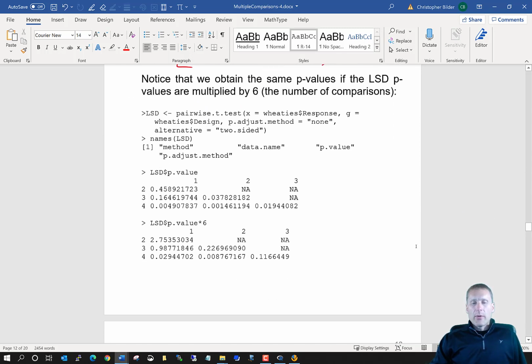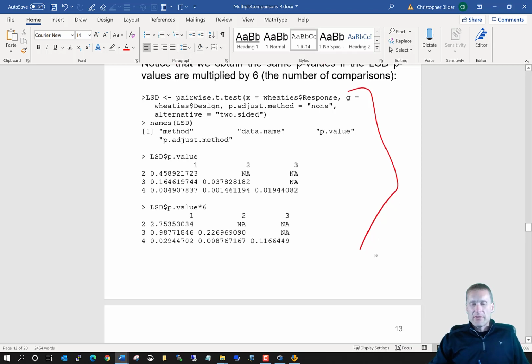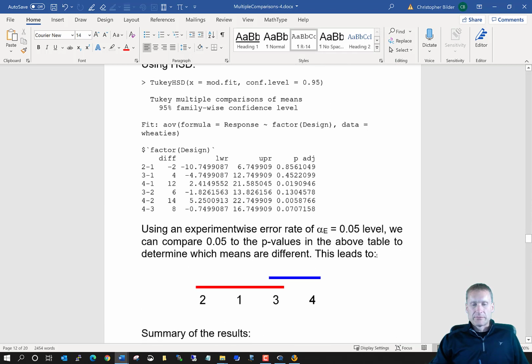Now I go through some of the details of what I just went through here, where I actually go through the multiplication. Please see that. Make sure you understand that.